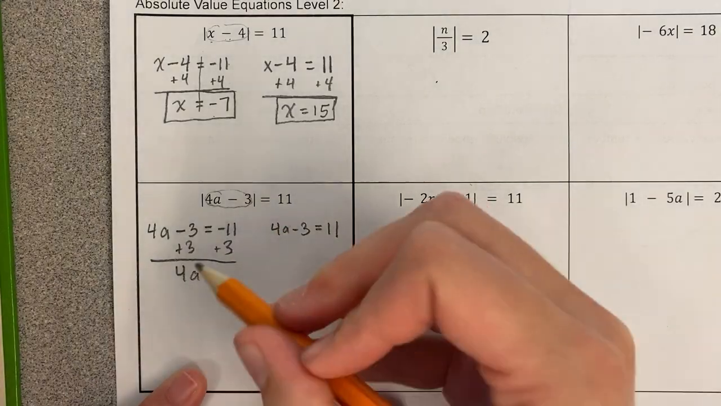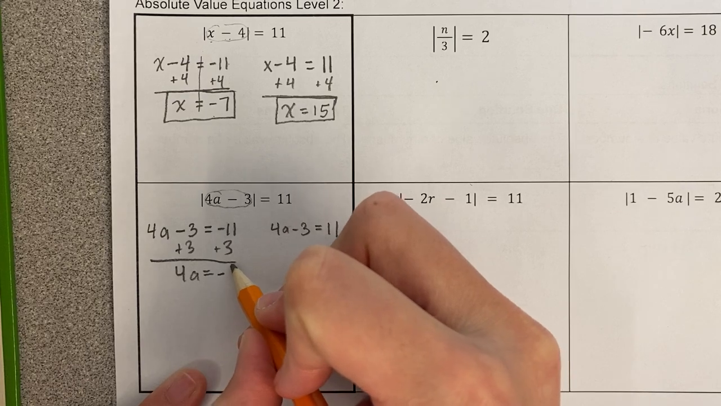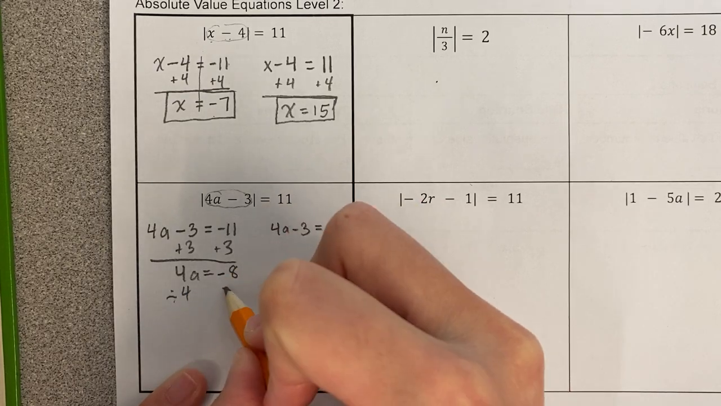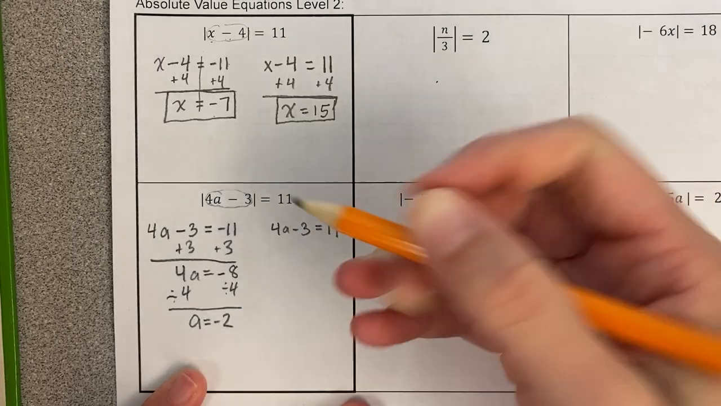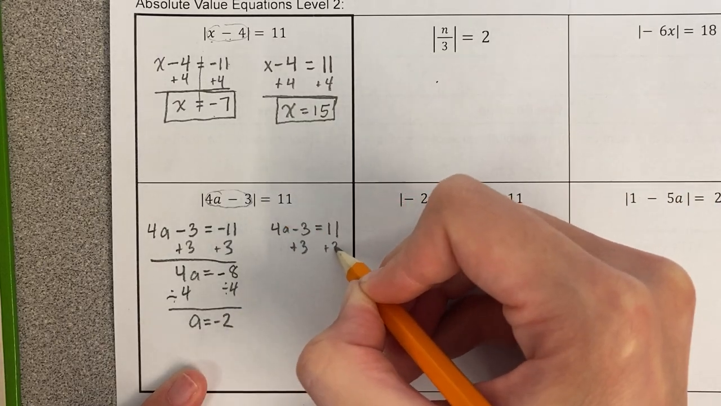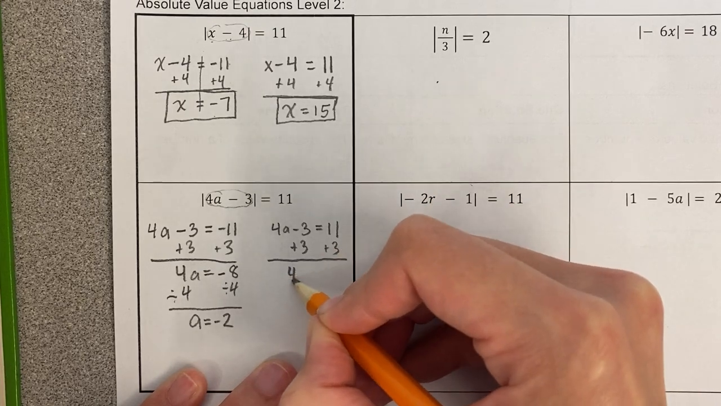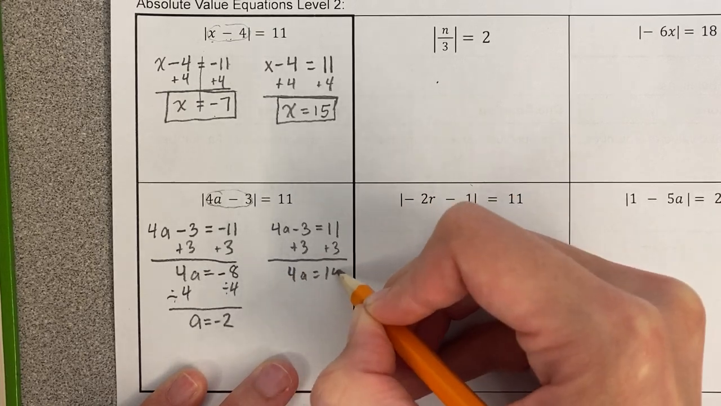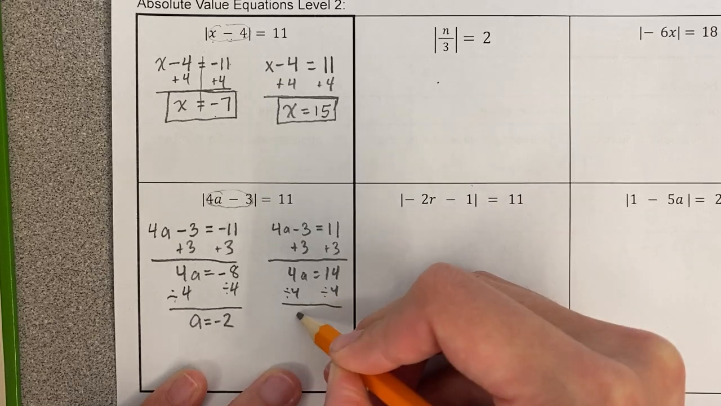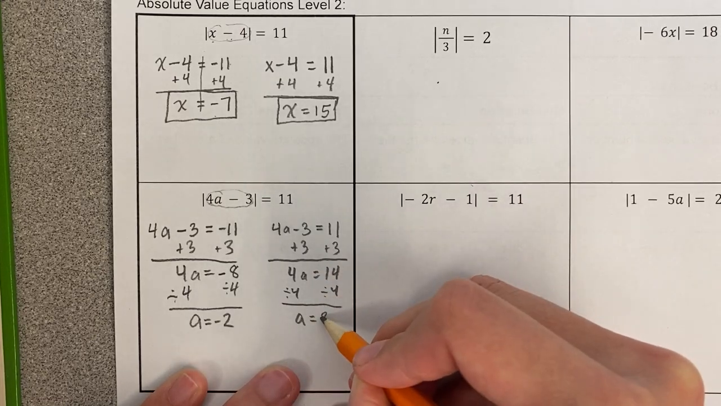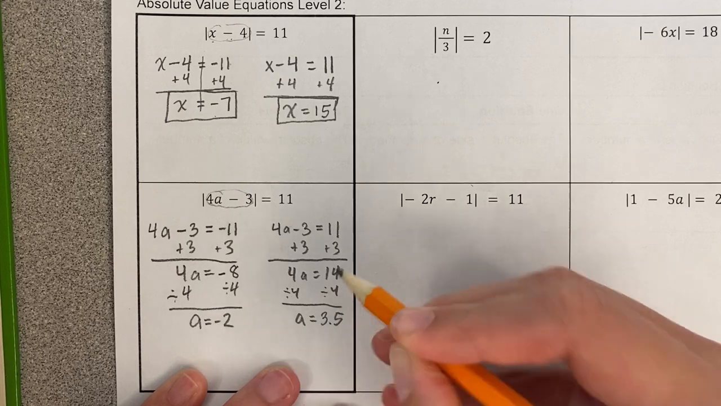Let's see, negative 11 plus 3 is negative 8, divide by 4, I get negative 2. Over here, 11 plus 3 is 14, divide by 4, and I get 3.5. Okay, let's double check.